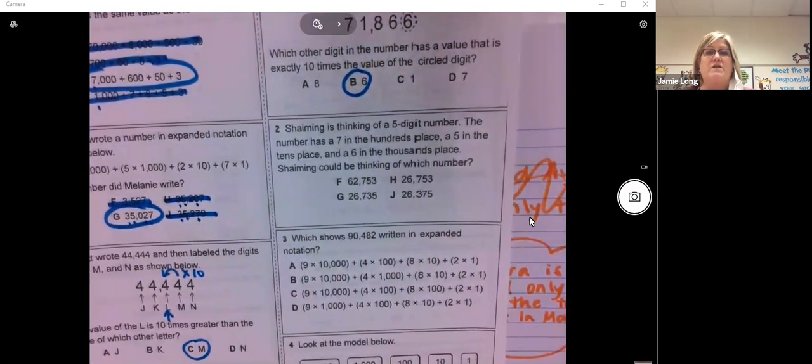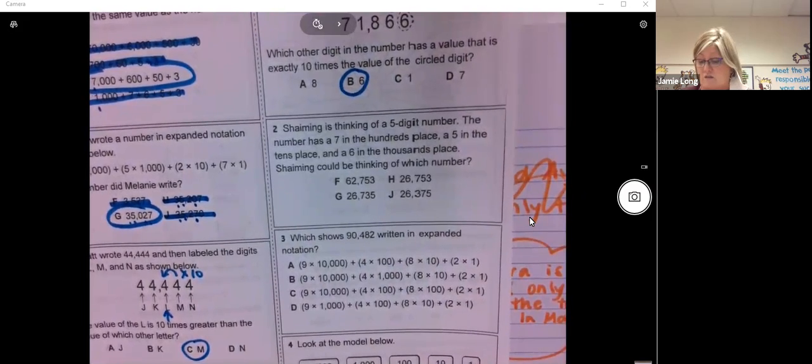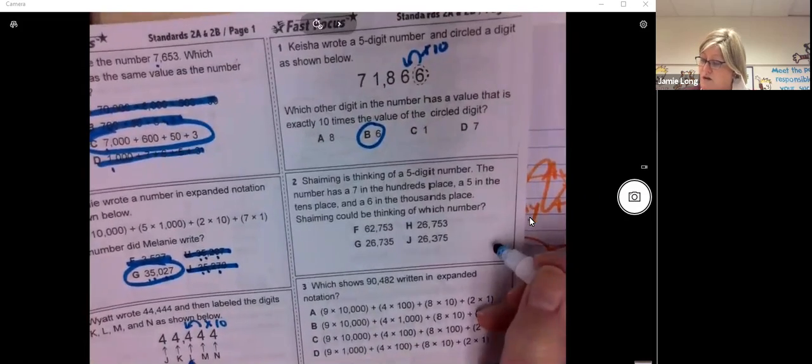Number 2 on this side: Shaming is thinking of a 5-digit number. The number has a 7 in the hundreds place, a 5 in the tens place, and a 6 in the thousands place. Which number could Shaming be thinking of? It's a lot like the number 5 we did down here. I'm going to do a place value chart.